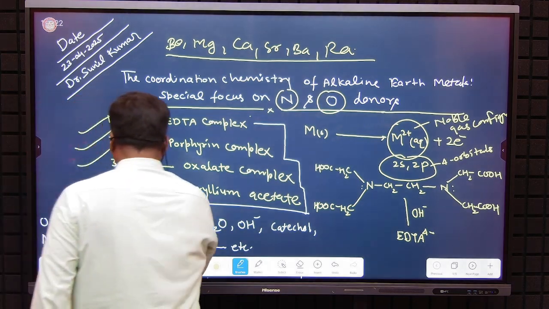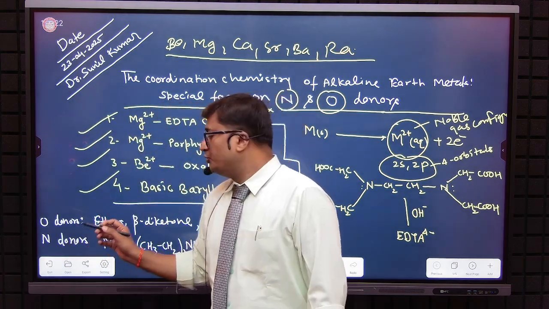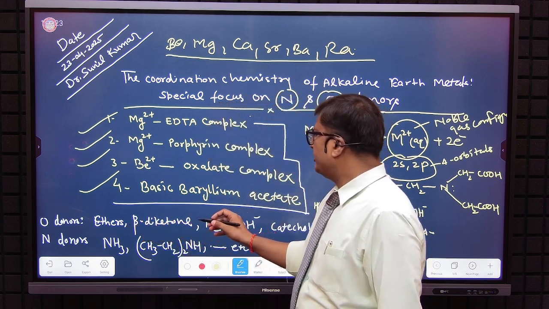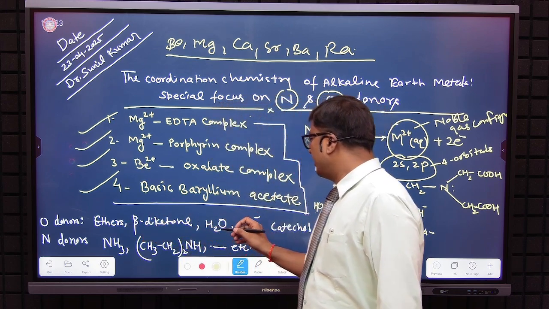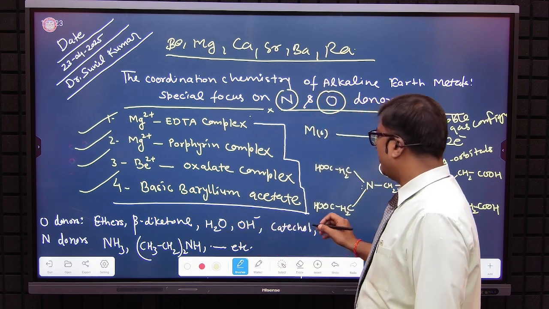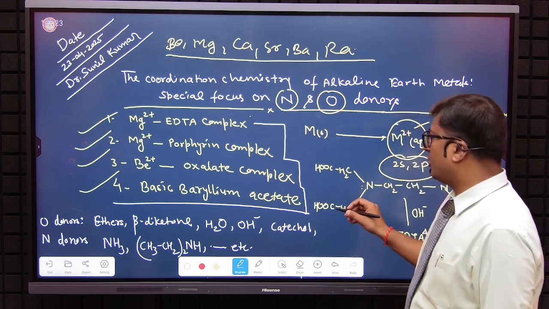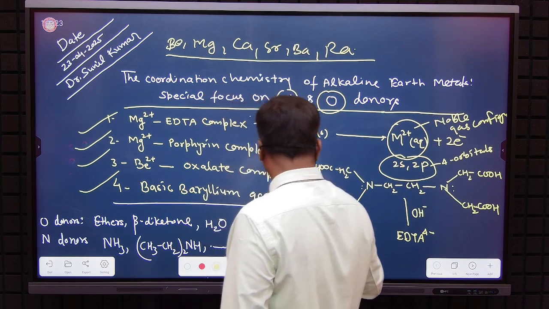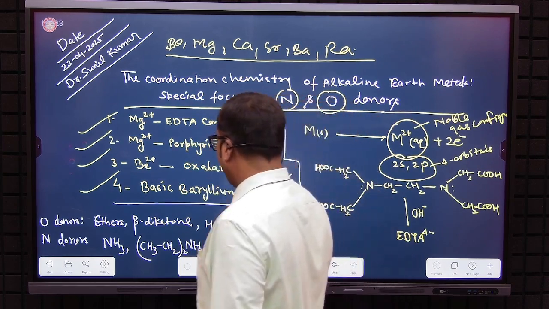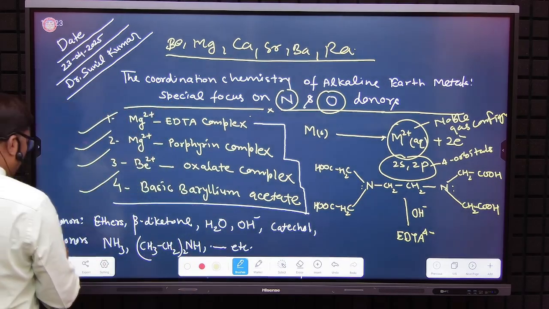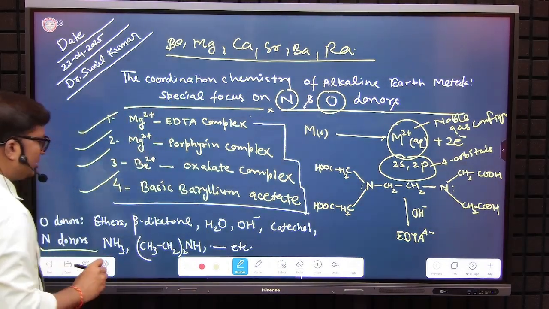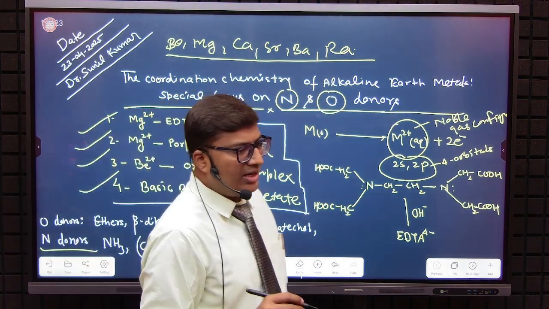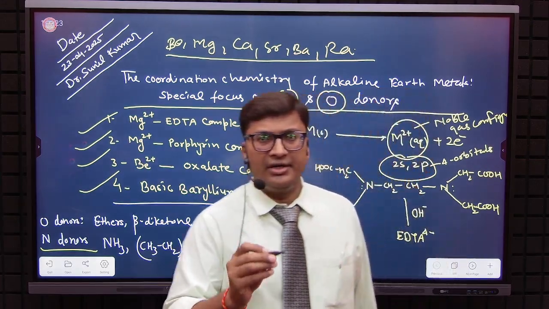Oxygen donors, as you know, are ethers, beta-diketone or acetylacetone, H2O, hydroxy, and catechol. So these are the oxygen donor Lewis bases, they are called ligands. And another one is nitrogen donors, that is ammonia and substituted ammonia, diethylamine or triethylamine, right?